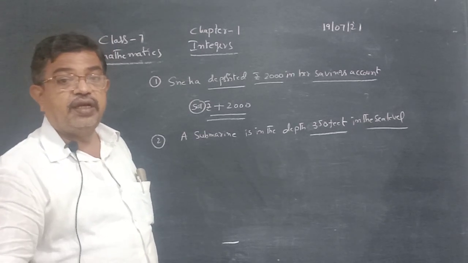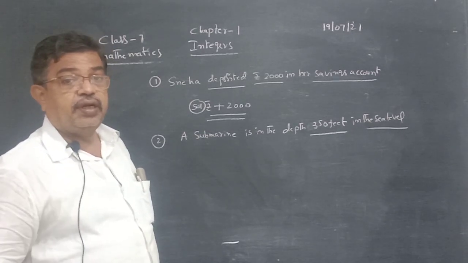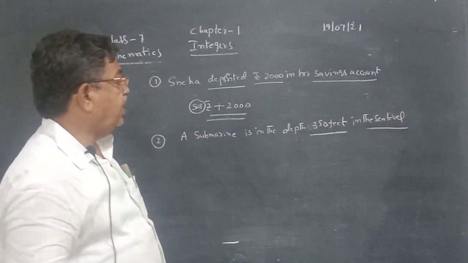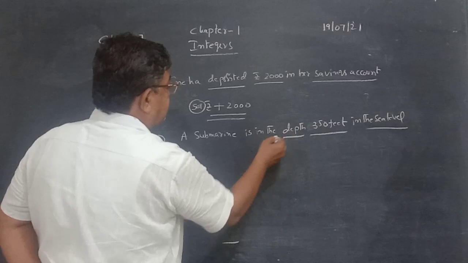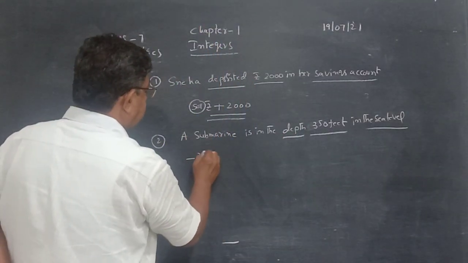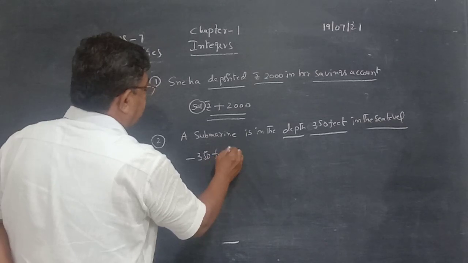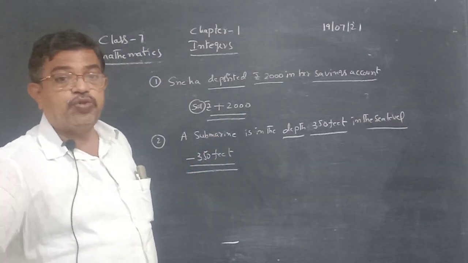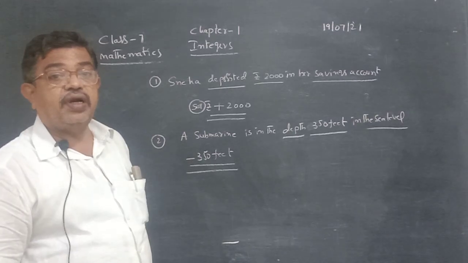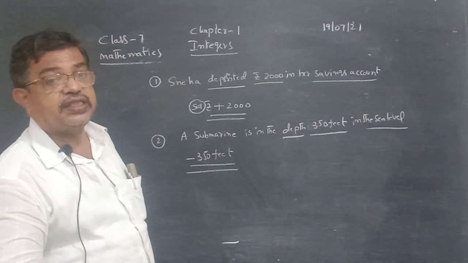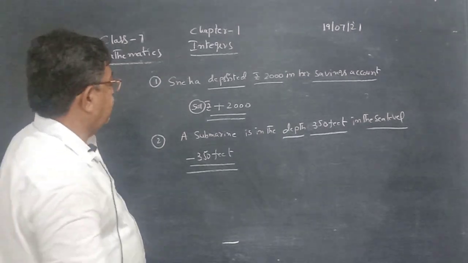Submarines are real. They go underneath the water. And how many feet is it below the sea level? 350. Depth means minus. Height means plus. So it is minus 350 feet. I am using the symbol minus because the submarine is moving under the water at a depth of 350 feet. Therefore, you have to write it as minus 350.